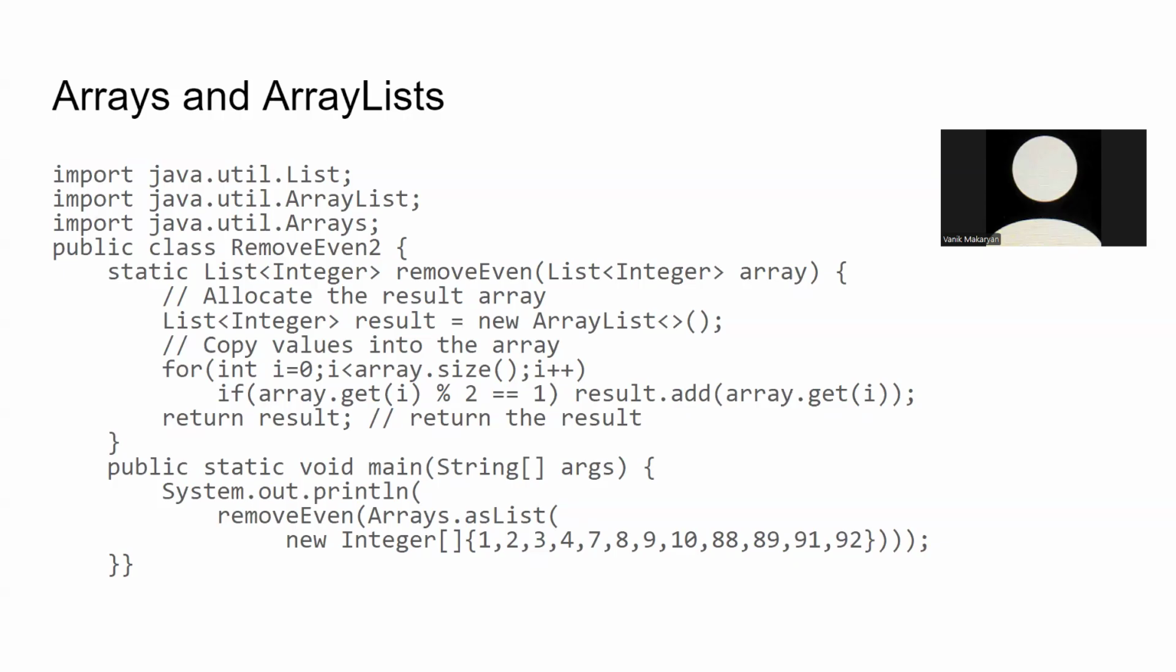Because array dot size, we're going through the input array. So this is the input array. That's where we're looking for the odd numbers. We use the result when we do the add. Next question.